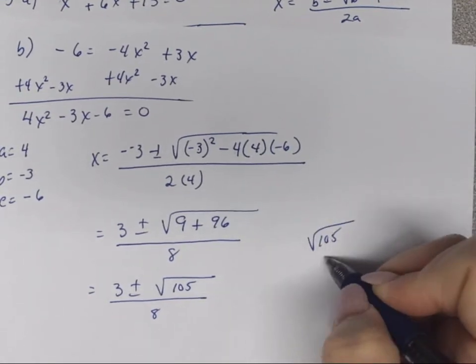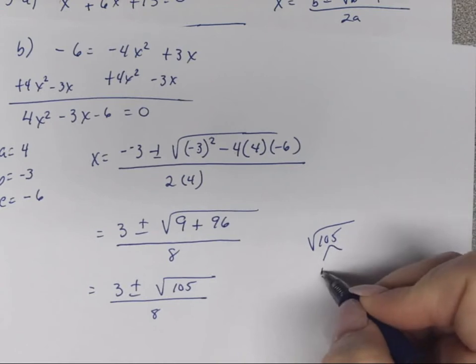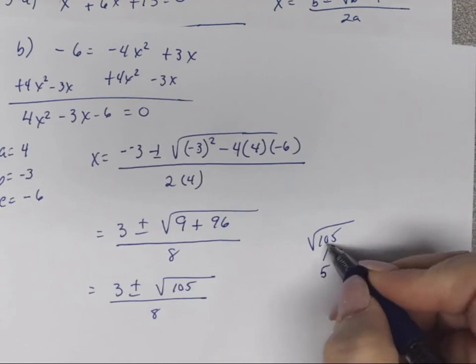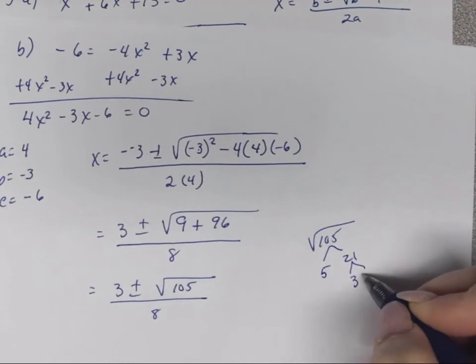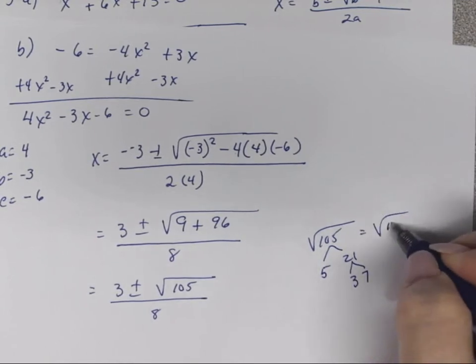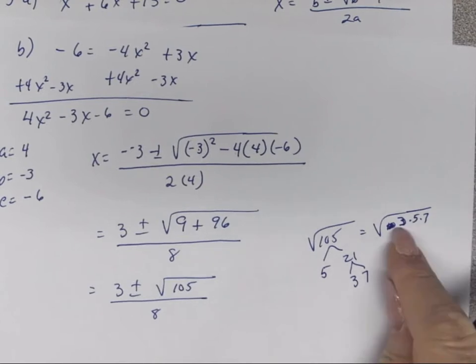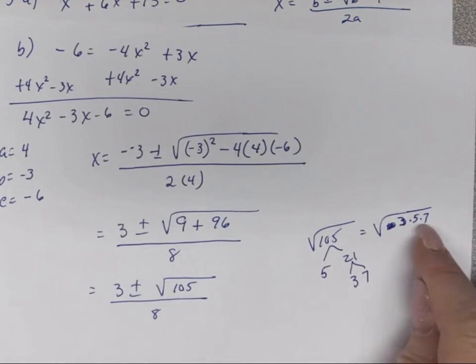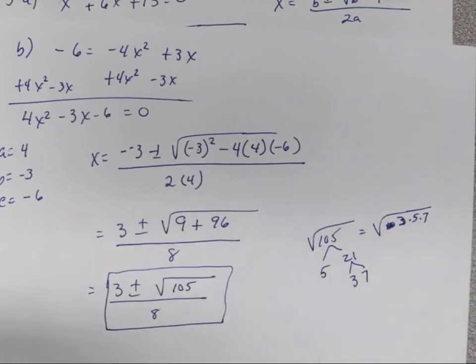So 105, I know it's going to divide by 5, and then that'll leave us with 21. And then 21 is 3 times 7. Oops. 3 times 5 times 7. None of those will get us a pair because there's just 3 individual numbers. So that will not reduce any further, and so this would be our final answer.